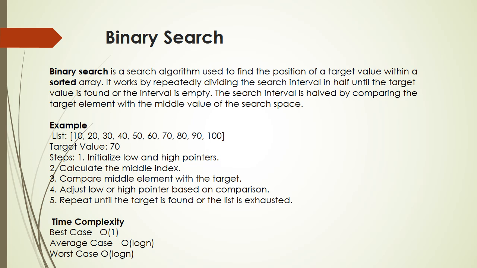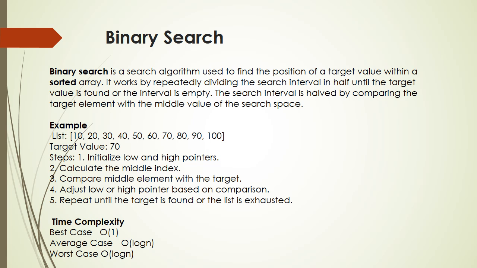Let's walk through an example to understand how binary search works. We have a sorted list of numbers: 10, 20, 30, 40, 50, 60, 70, 80, 90 and 100. And we want to find the target value 70. First, we initialize two pointers, low at the beginning of the list and high at the end of the list. Step by step, we will explain how this algorithm works.